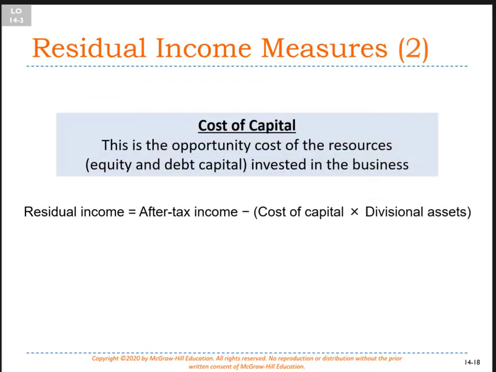So the formula again is income. I mean, they say after tax, I'd say pre-tax, okay, minus the cost of capital. That's not a measure that we are going to delve into deeply as far as how it's calculated. We'll just be given that, but it's the cost to get the assets from the stockholders and from other lenders, all right? The cost of capital times our divisional assets. And we talked about how to determine those assets a little earlier.